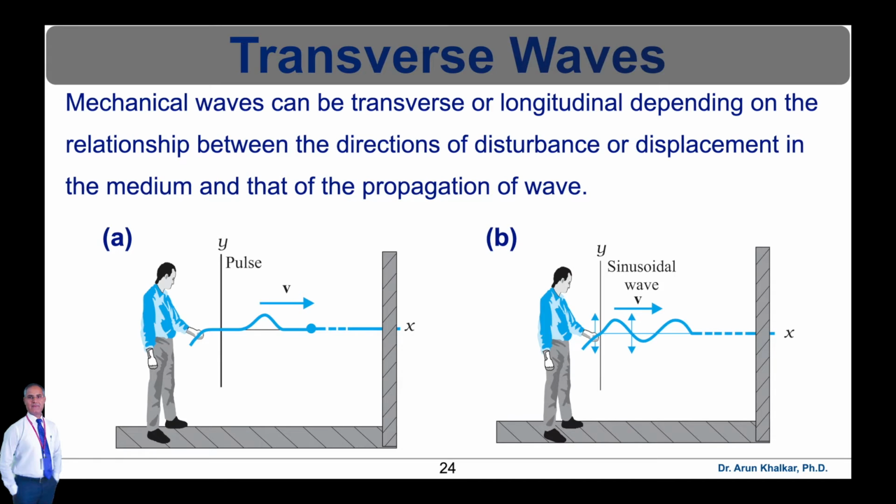We would find that the displacement of every such oscillating string element is transverse, that is perpendicular, to the direction of travel of the wave as indicated in this figure. Such a wave is said to be a transverse wave.